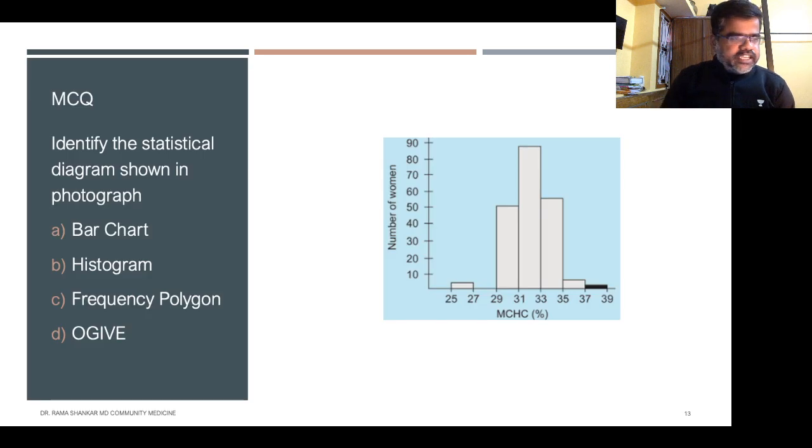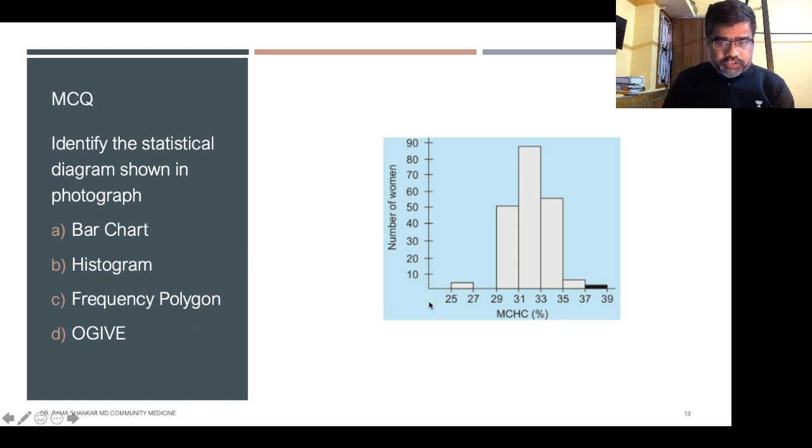Now, this is the easiest one. Identify the statistical diagram shown in the photograph. Is it a bar chart? Is it a histogram? Is it a frequency polygon? Is it an ogive curve? Come on, Arjun, Harish, Dharmender, others, those who are participating. Easiest one. So based on the image shown, which type of chart is it? Is it a bar chart? Is it a histogram? Is it a frequency polygon? Is it an ogive curve?